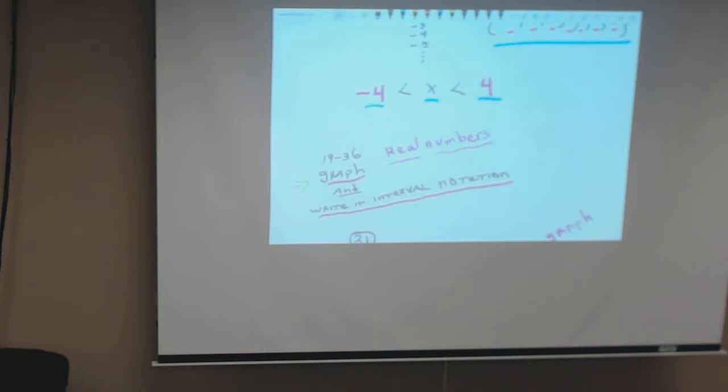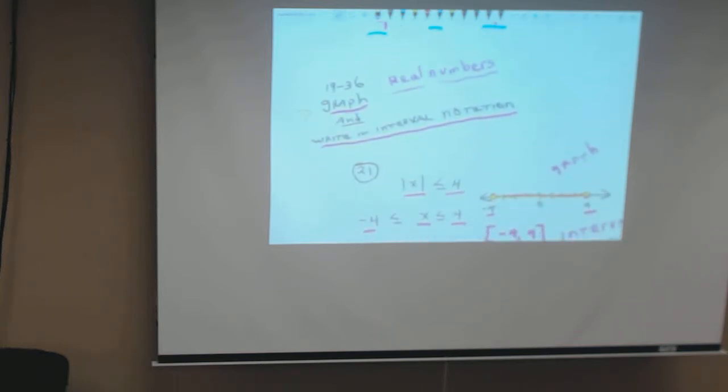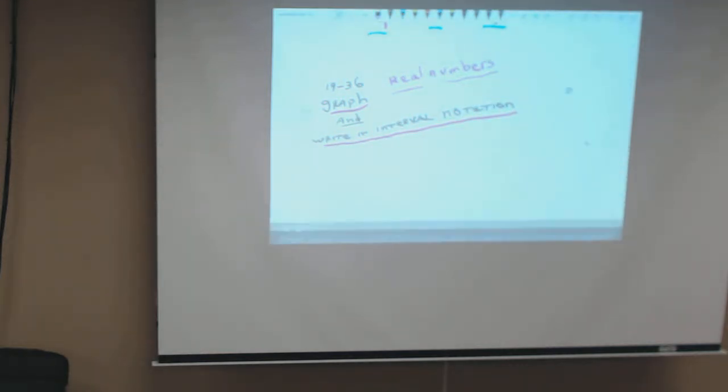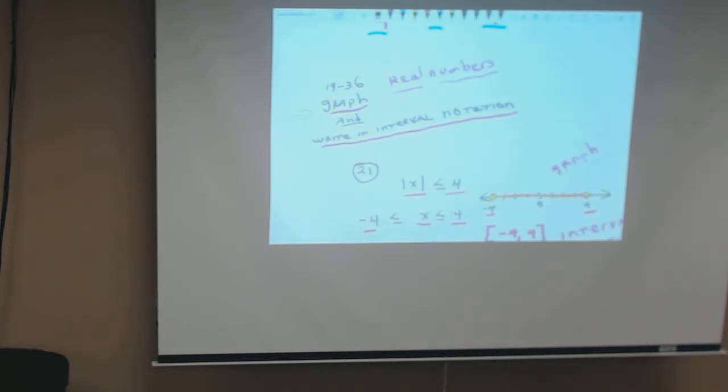So I just wrote down that for 19 through 36, since we're doing integers for 13 through 18, we're doing real numbers. Okay. And it says graph them and write them in interval notation. Have any of you used interval notation before anywhere in life? I have a brand new concept to give you today. Good. Have any of you done graphing of absolute values before?